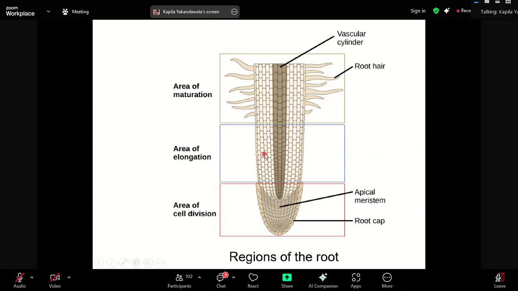Then in the area of elongation, the root increase its length as well as width. Then the next area is region of maturation. Area of maturation, these cells differentiate and form root hairs. So root hairs can absorb water and nutrients from the soil. So those are the 4 regions.